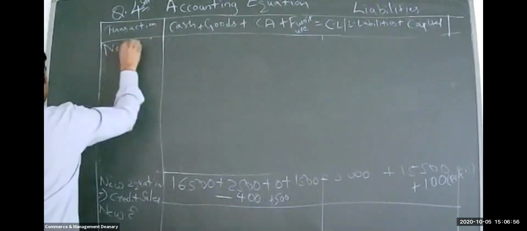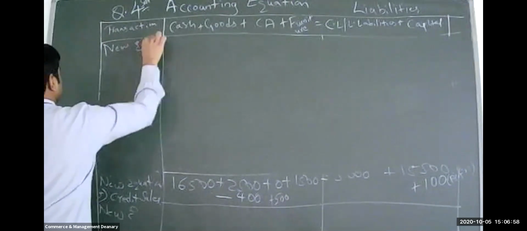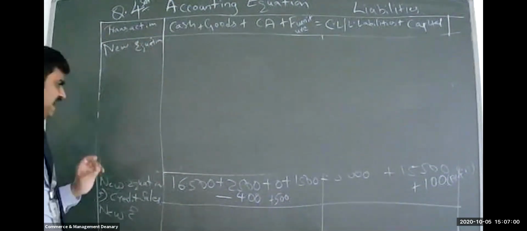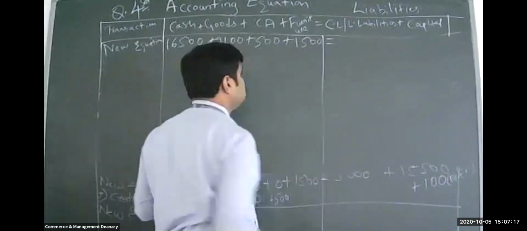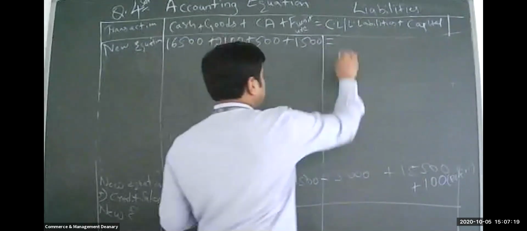Write down the new equation. How much is cash? 16,500. Goods? 2,100 plus 500, 2,600. Current assets plus 500. Equal to 5,000 plus 15,600.